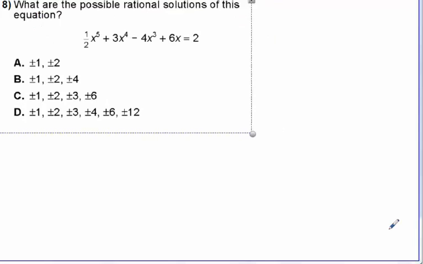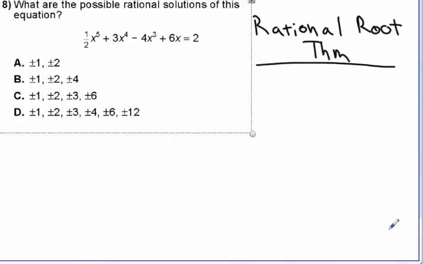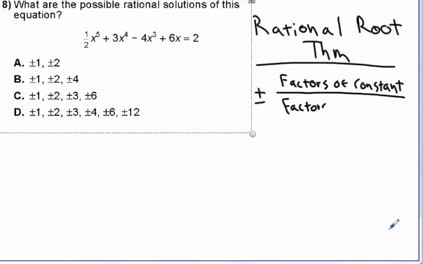Okay, so possible rational solutions. We're going to have to use the rational root theorem here. And it's pretty easy to use. So the first thing we want to do is get this thing equal to 0. We've got to have everything on one side. And when we do, our answer would be plus or minus all the factors of the constant term over the factors of the coefficient in front of the biggest power of x.